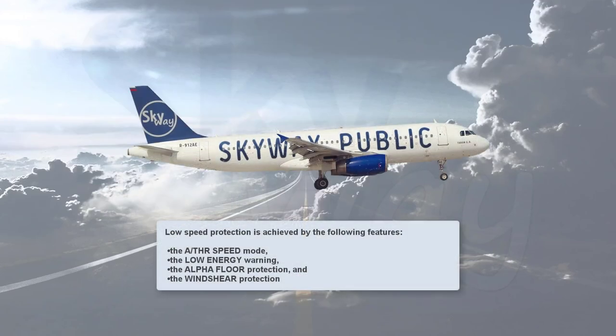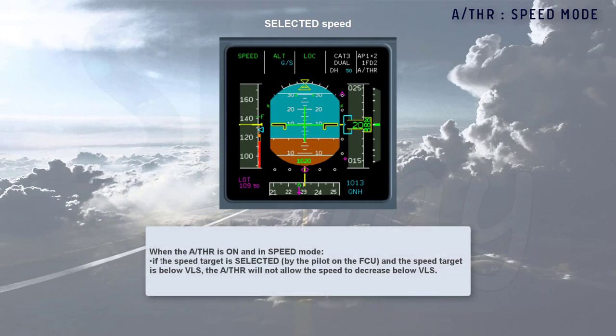Low speed protection is achieved by the following features: the auto thrust speed mode, the low energy warning, the alpha floor protection, and the wind shear protection. When the auto thrust is on and in speed mode, if the speed target is selected by the pilot on the FCU and the speed target is below VLS, the auto thrust will not allow the speed to decrease below VLS.